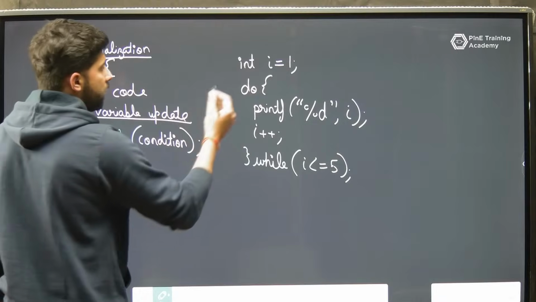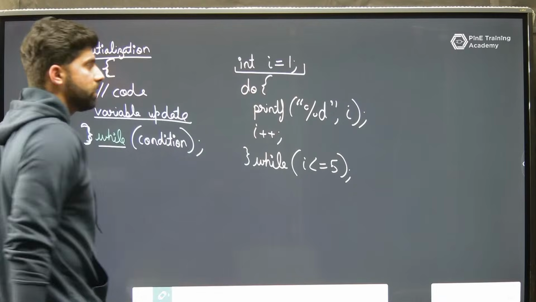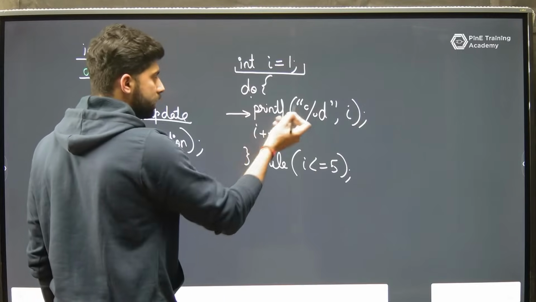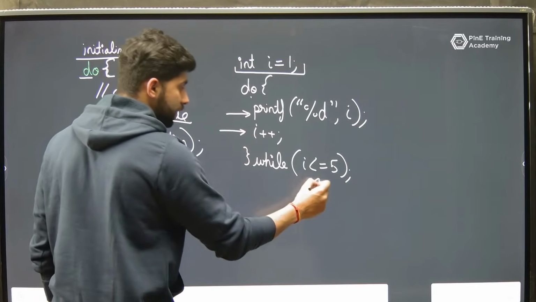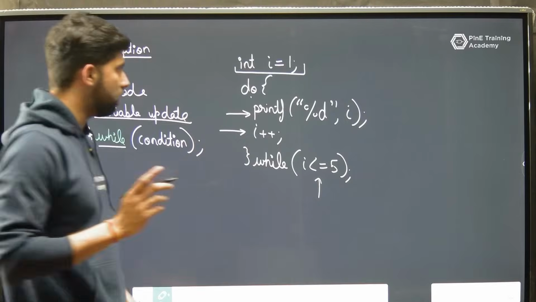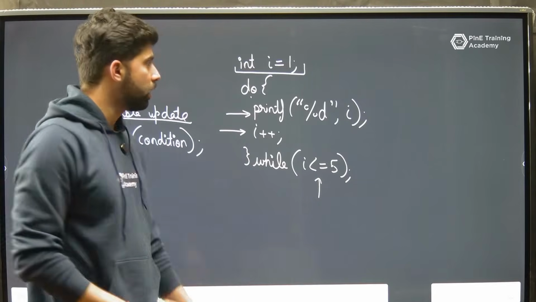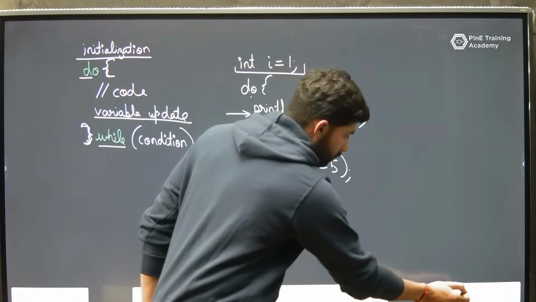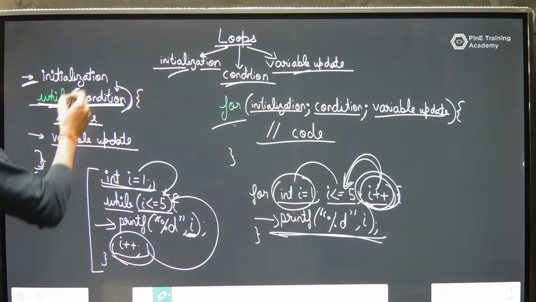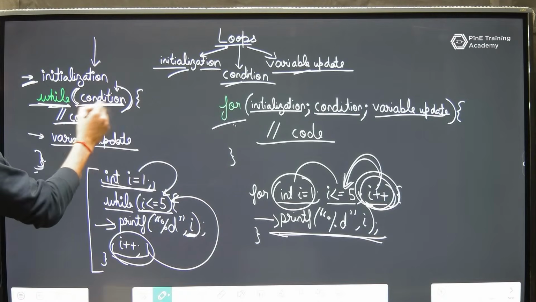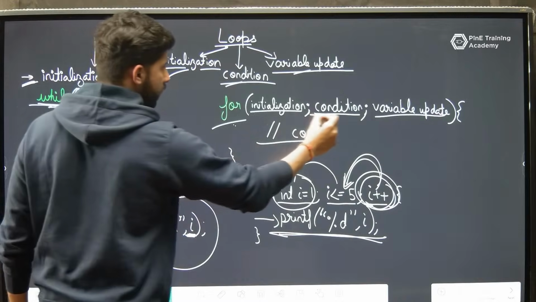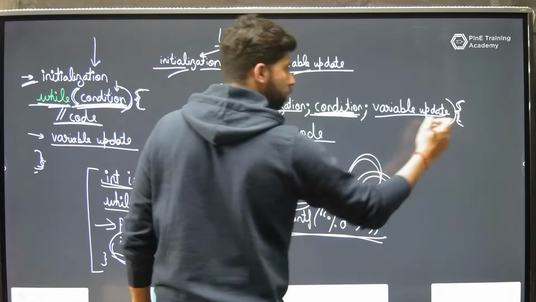Now we can see the example here. I have done the initialization here, int i equals 1, do, then our code, then variable update and condition. Notice what is different in this loop: we don't have any condition initially. In previous loops, when we came from the top, we had the condition before the loop started.